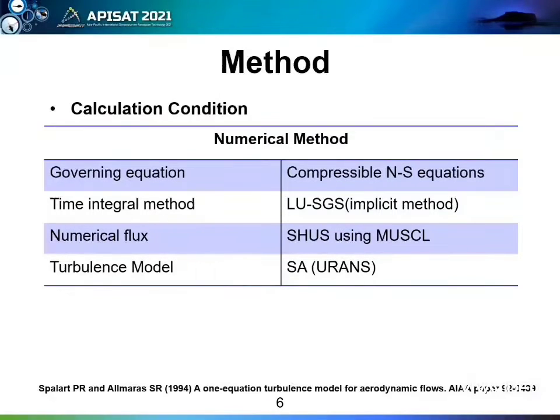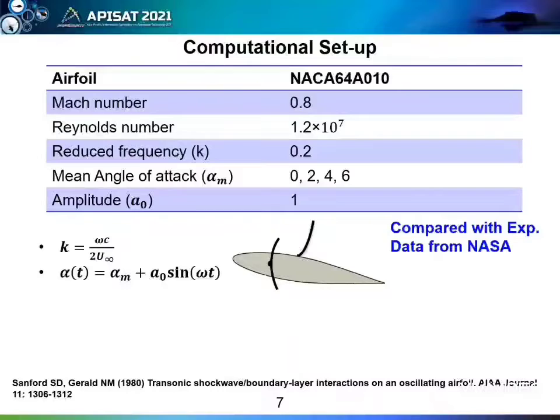Now, the numerical method used involves the compressible Navier-Stokes equations as the governing equations. The time integration method used is the LU-SGS implicit method, the numerical flux is computed using MUSCL, and the turbulence model is SA. Now to the computational setup. The data from NASA is used for comparison.